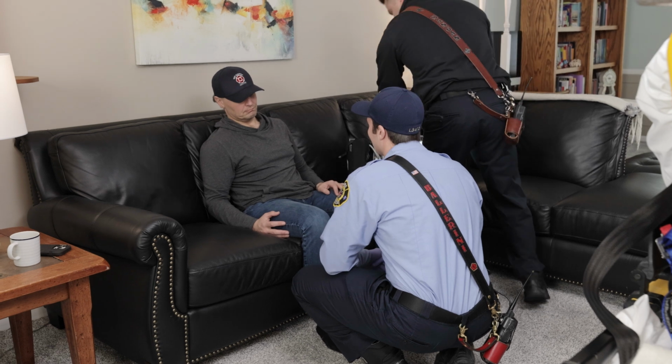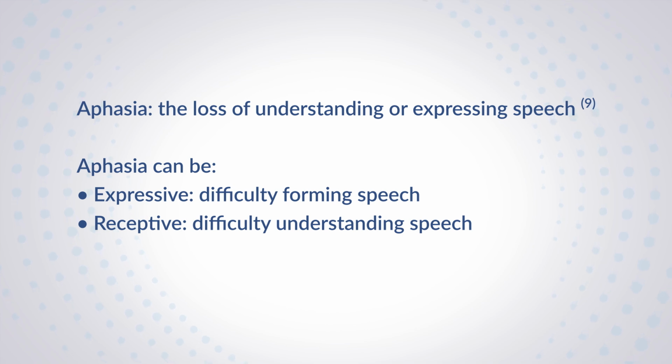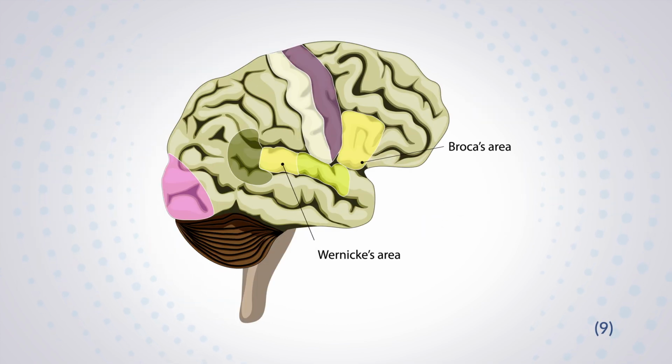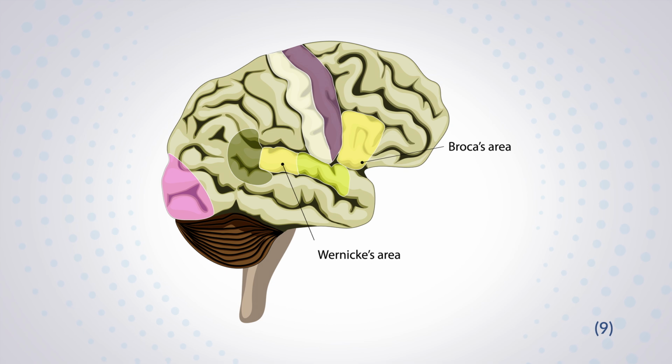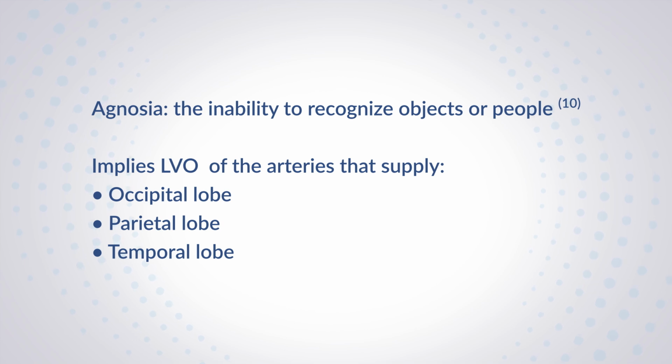The presence of aphasia, or difficulty with speech, is one of the three cortical signs of LVO. Aphasia can be expressive, meaning the patient has difficulty forming speech, or receptive, meaning the patient has difficulty understanding speech. Aphasia usually involves the Broca's or Wernicke's area of the brain, which are fed by large vessels and therefore are an indicator of LVO.